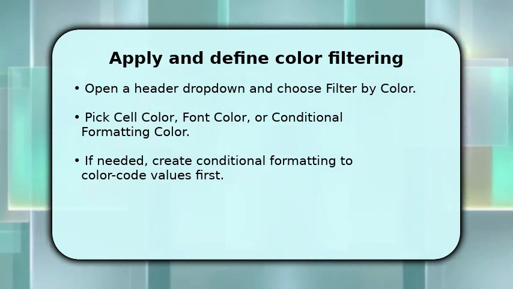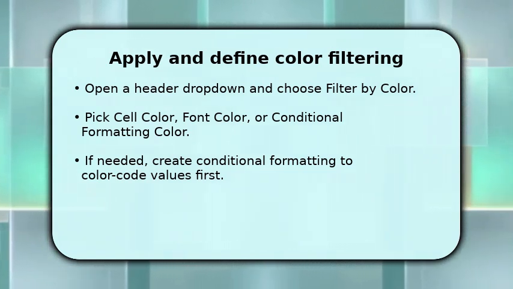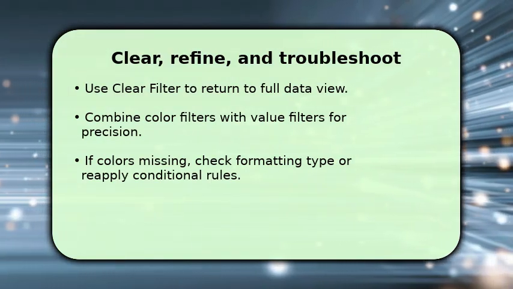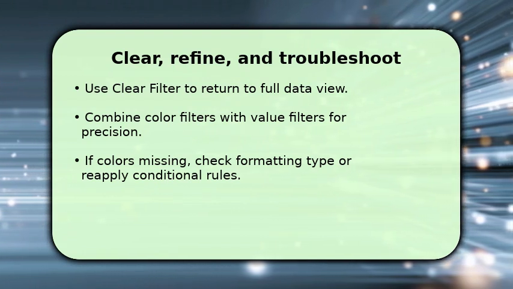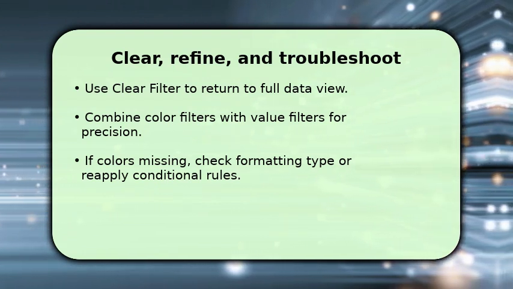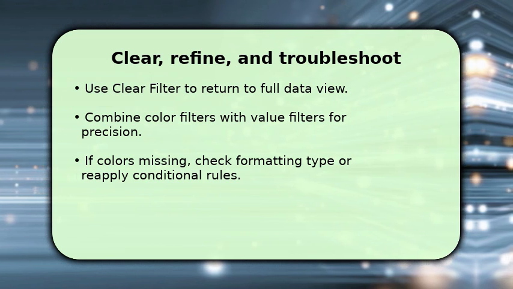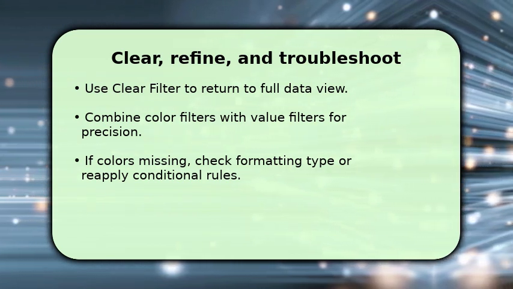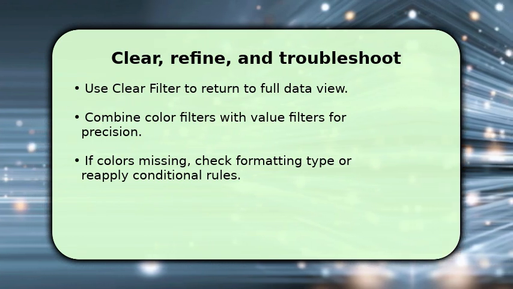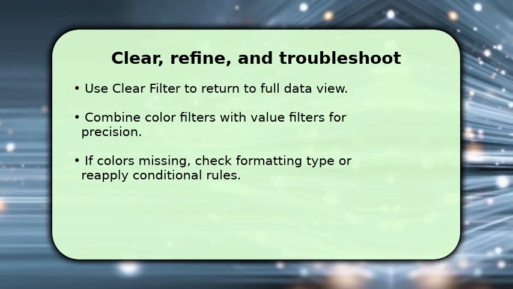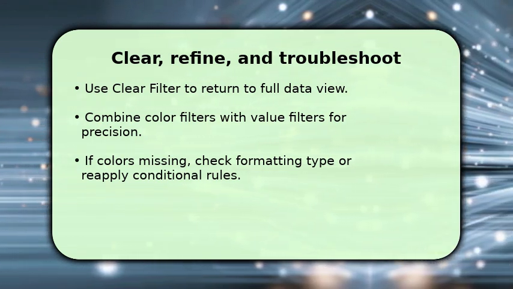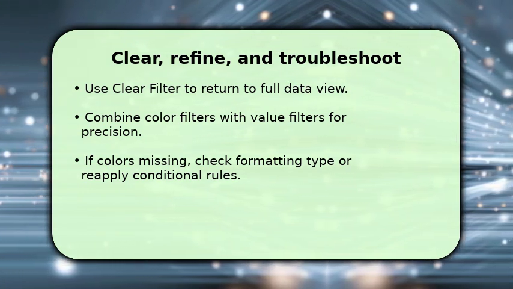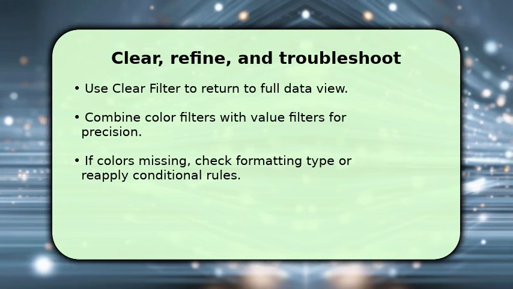To finish, clear the color filter with the header drop-down when you need all rows back, and combine color filters with other filters for precision, for example, color plus top 10 or text filters. If you don't see expected colors in Filter by Color, make sure the cells are actually formatted, not a background image, and that conditional formatting rules are active. Reapply formatting if necessary. A key troubleshooting tip: convert your range to a table with Ctrl+T, so filters persist.